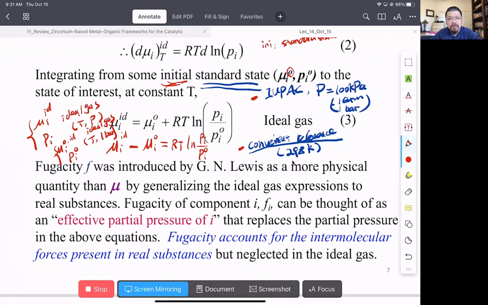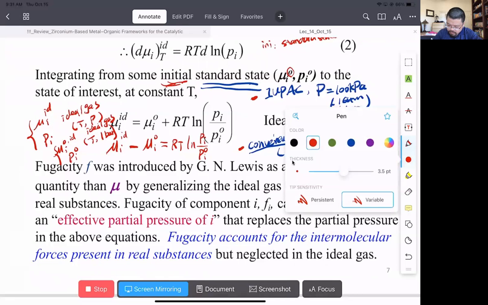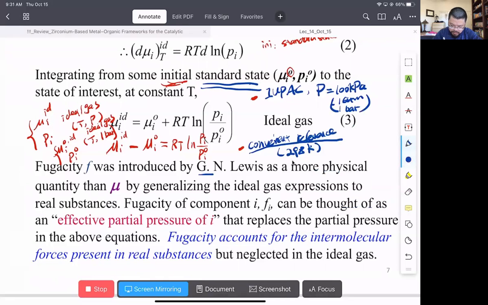But now if you think about it, this is purely valid for the ideal gas, but what if we have the real gas? It's no longer the ideal gas. How do we describe the mixture of real gases? So this is why we introduce the fugacity by Lewis. This concept was introduced by Lewis, and the concept is quite simple.